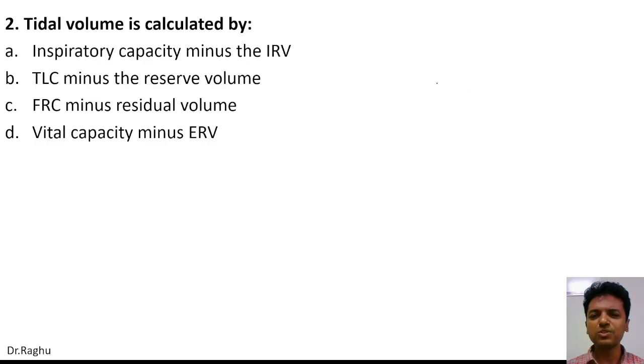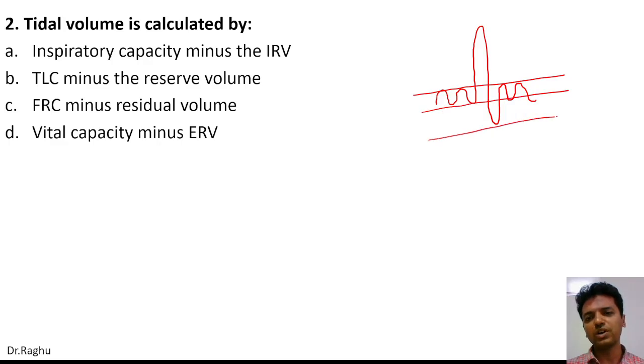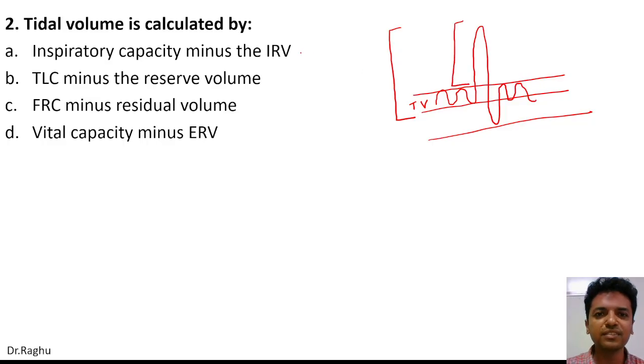Even whenever I am confused, I can just put up a simple spirogram to answer such questions. So I have put up the spirogram here. So now what is he asking? He is asking regarding this volume, which is the tidal volume. How do you calculate it? Inspiratory capacity minus IRV. What is inspiratory capacity? A combination of these two, minus IRV. What is IRV? IRV is this. Yes, that is the tidal volume. So this is the inspiratory capacity minus the inspiratory reserve volume is tidal volume.